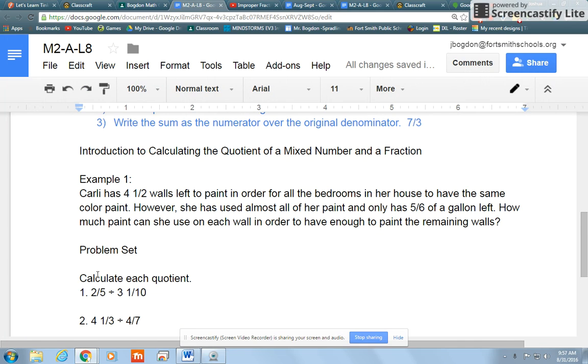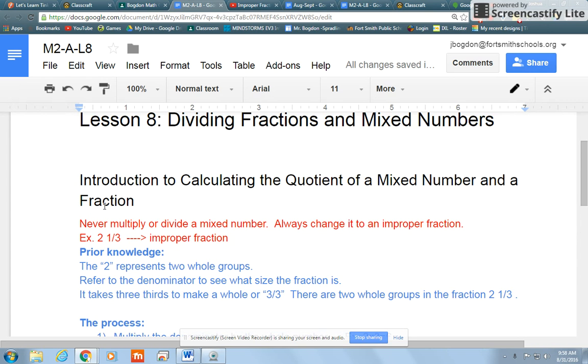Okay, example 1, we are dividing the 5/6 of a gallon, because that's all the paint that we have left. And how many walls do we have to paint with that 5/6 gallon? Yes? 4 and 1/2. Okay, but I have a problem.